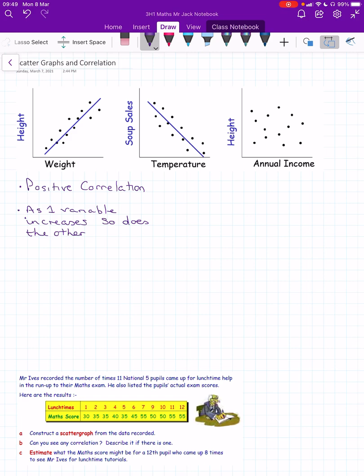Link it back to your gradient work. That would be a positive gradient, wouldn't it? This line is sloping up the way as you move from left to right.